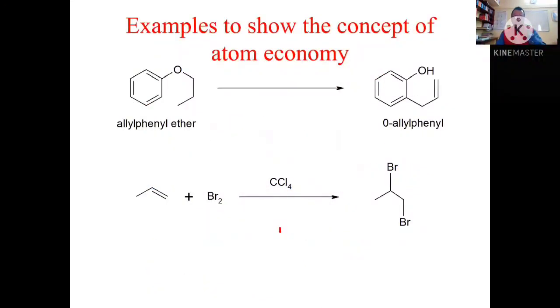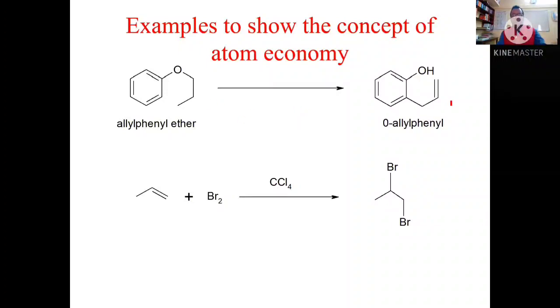So let us try to understand some more examples of reactions where there is 100% atom economy, and also chemical reactions where atom economy is very, very low. So this is an allyl phenyl ether. Upon heating, you'll get ortho-allyl phenol. This allyl group migrates to the ortho position, so this is a Claisen rearrangement.